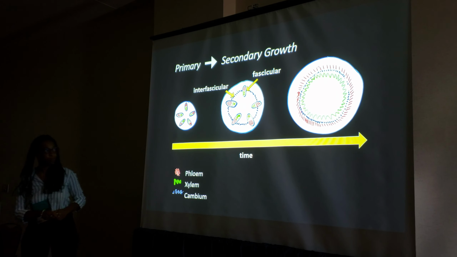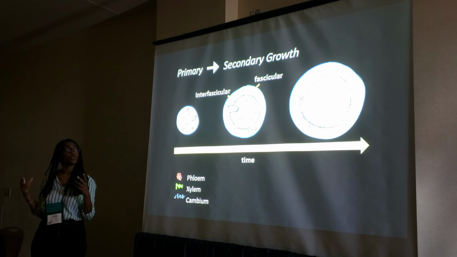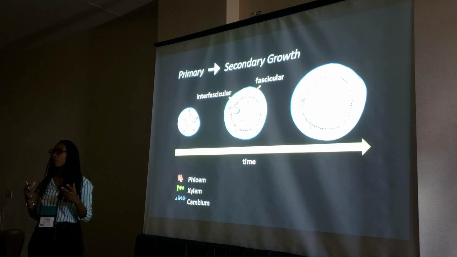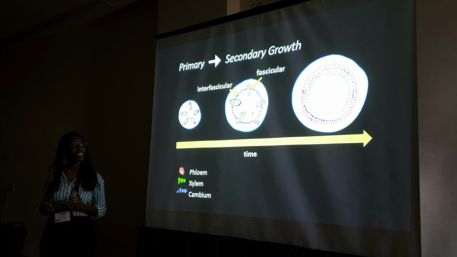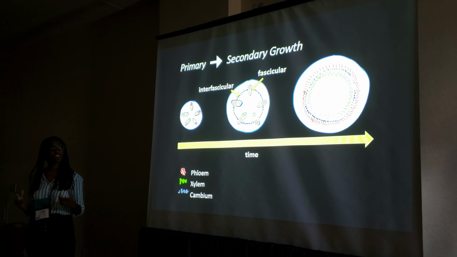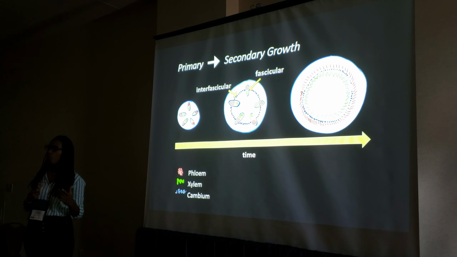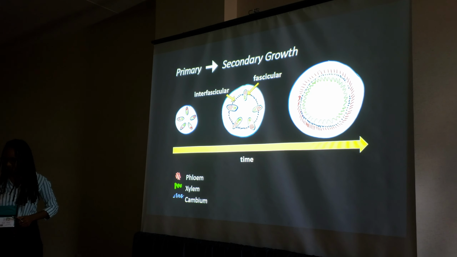I'll use this pointer. When those two cambia from different origins fuse together, they form the vascular cambium that gives rise to whole rings of secondary xylem towards the center of the plant, here in green, and whole rings of secondary phloem towards the outside of the plant. Those respectively are the water-conducting and the sugar-conducting cells of the secondary body.